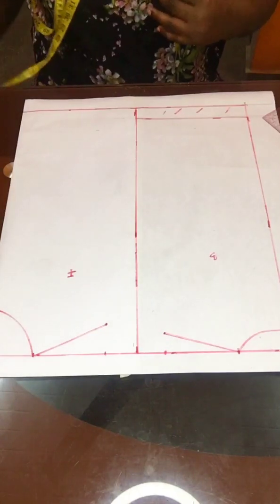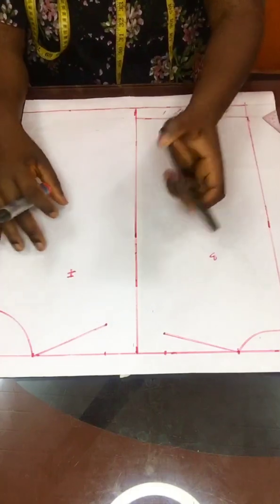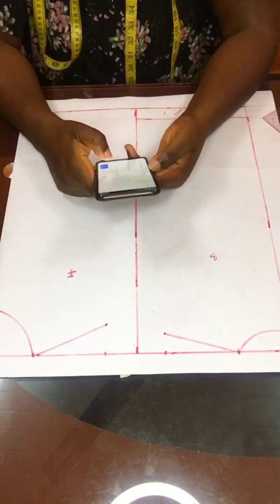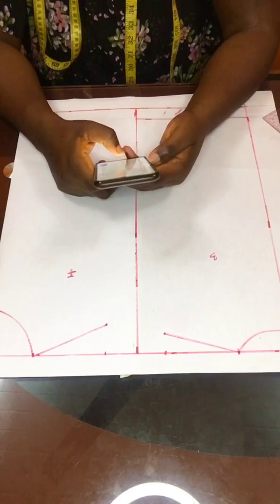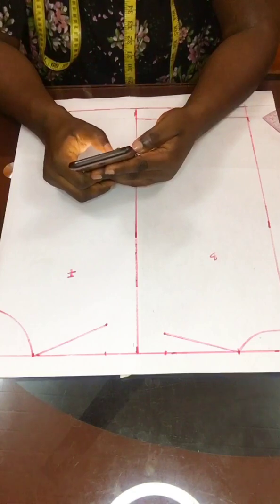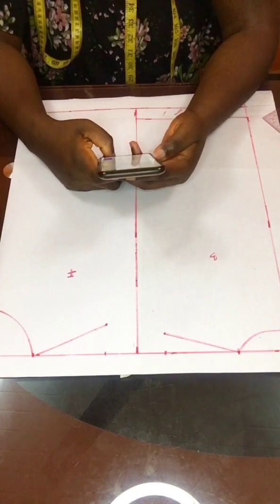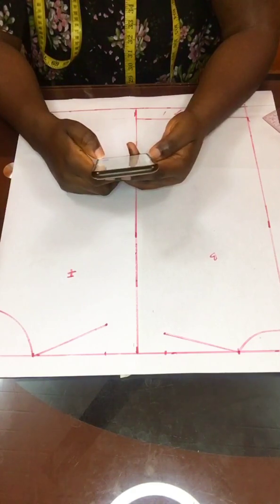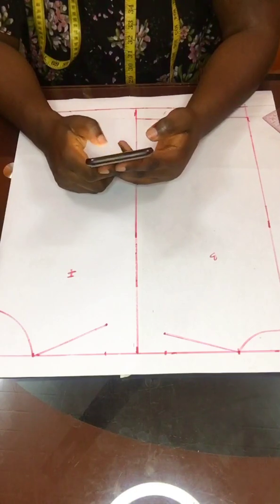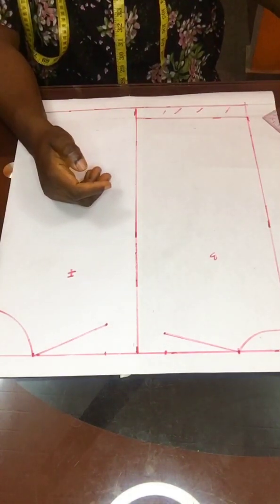So the next thing to do is to calculate our shoulder to chest measurement, and we are going to divide our bust circumference, which is 30, by 6. So 30 divided by 6 will give us 5 inches. Then I will add 1.5 inches to that 5 inches, and that gives me 6.5 inches.